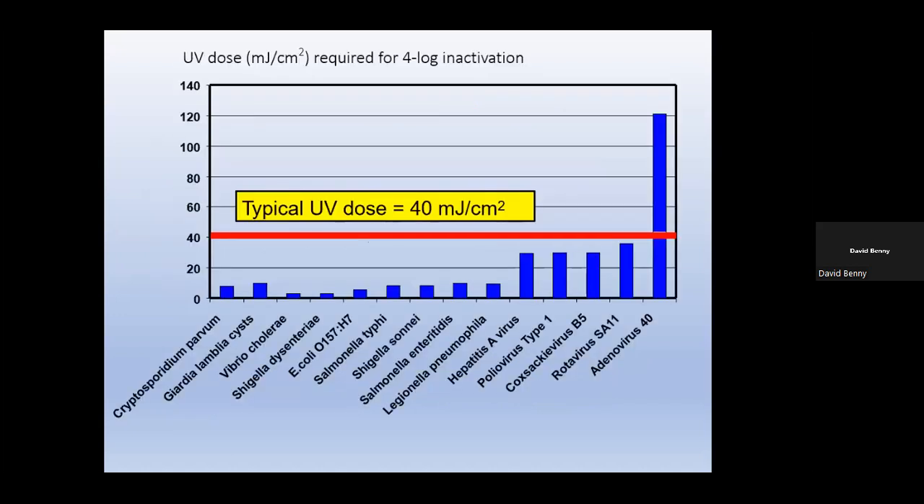Normal disinfection by UV is 40 millijoules per centimeter squared. And at that rate, it can eliminate all the organisms that you are seeing there. So it's very effective.